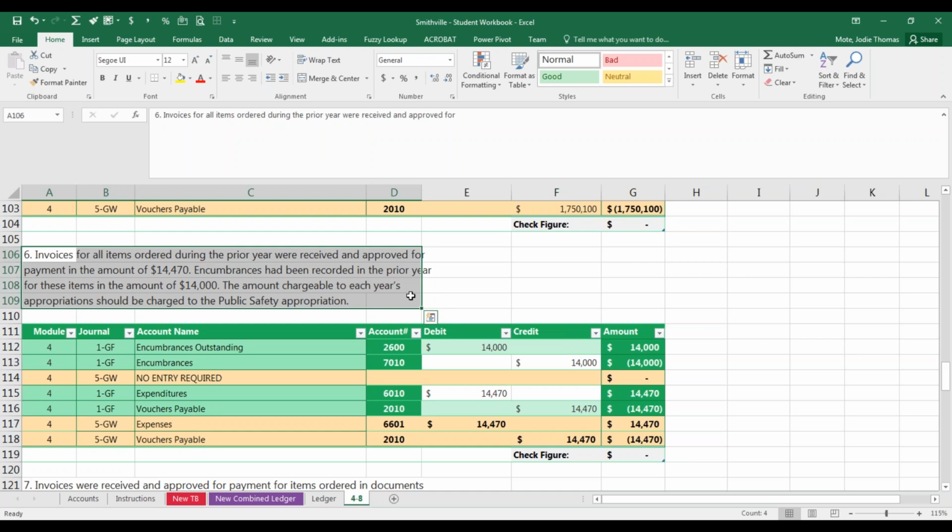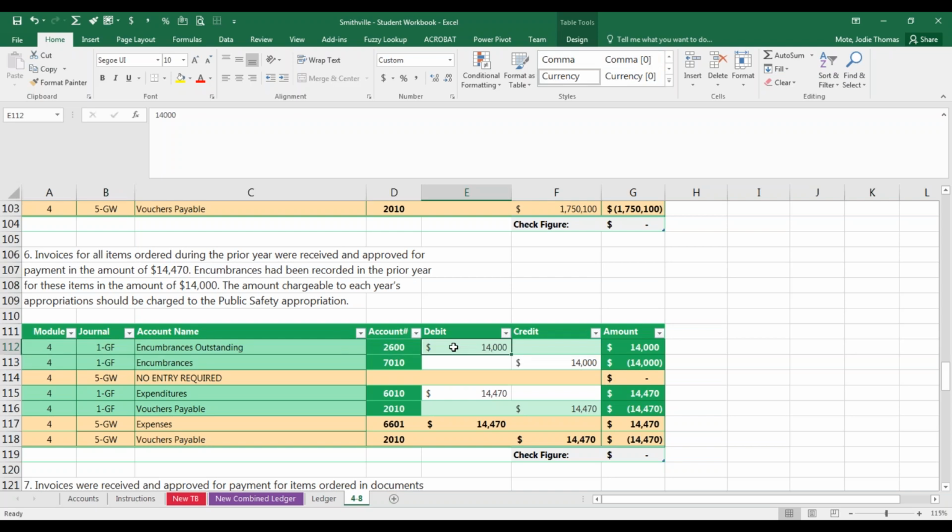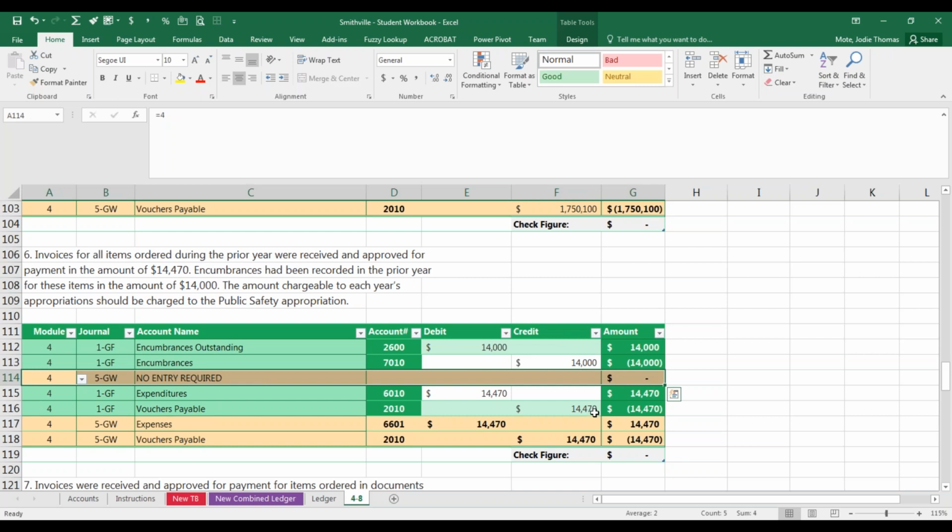Okay, so you can see in this first part of the problem, we're removing the encumbrances that it mentioned, which is $14,000. So when you're removing an encumbrance, you are debiting encumbrances outstanding, because when you originally recorded it, you credited it. Ditto for encumbrances. You're crediting encumbrances for $14,000 because when you originally recorded it, and again, it's saying this happened before this problem started, you originally debited it. Again, dealing with a budgetary item on this first part, so no entry required in the government-wide journal.